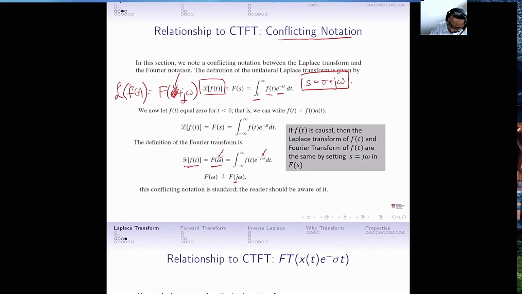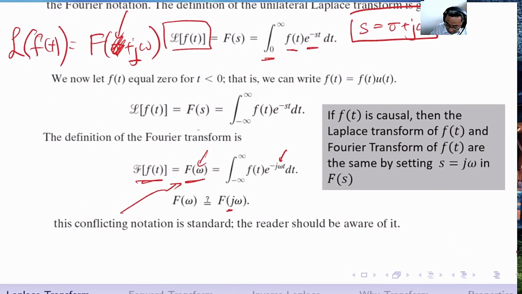But you look at the Fourier one, it didn't put j omega, which was used in the Laplace representation. So there is this slight confusion, but the notations have become standard, so you have to remember that the Fourier representation does not use j there, while the Laplace does.